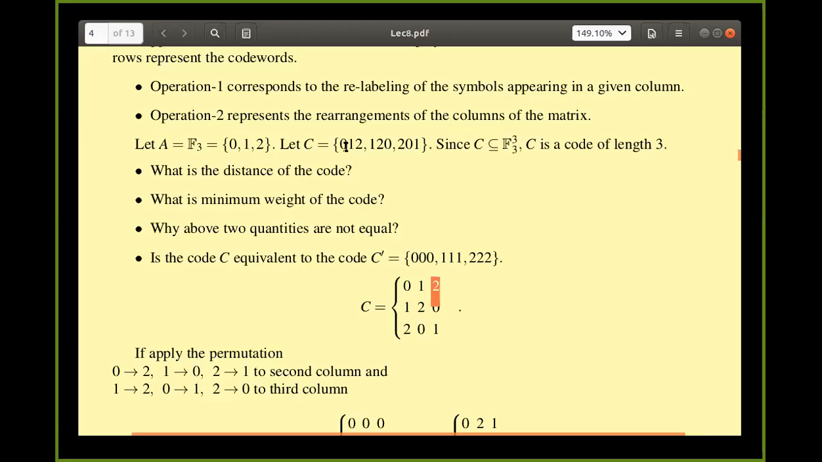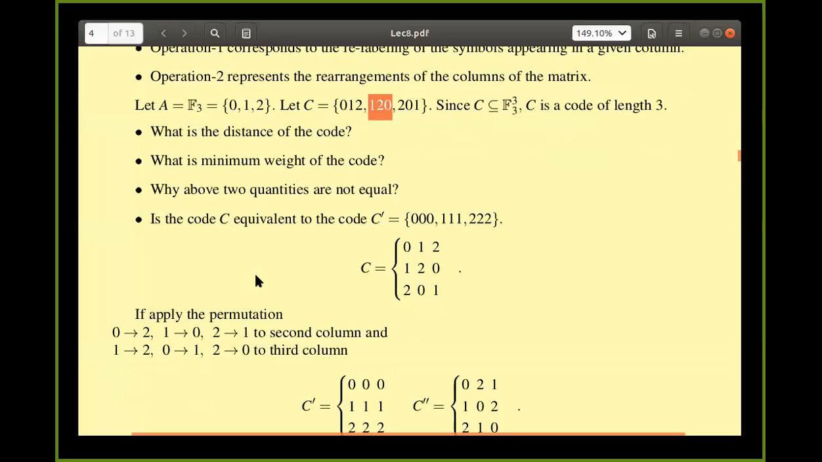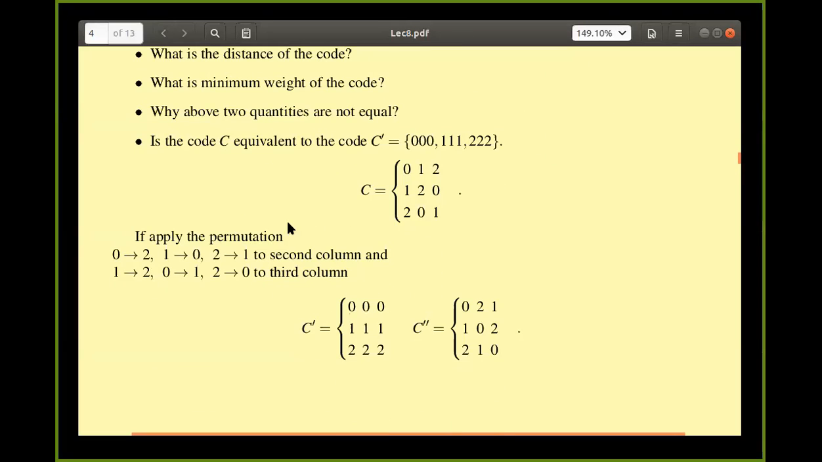Suppose I ask you to give me three symbols like this, for example 0, 1, 2; 1, 2, 0; 2, 0, 1. If I ask you to give me one word, then another word, the distance is 3. You may give it a little differently than I do, and that is exactly what is happening here. Now I changed the third column also: 2 to 0, 0 to 1 and 1 to 0. So are you able to see that this is transformed like this?